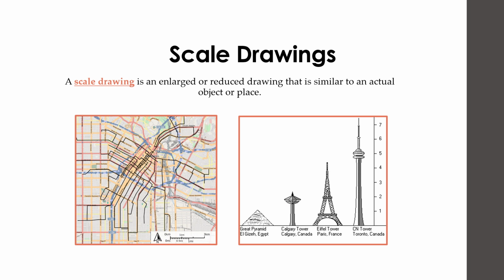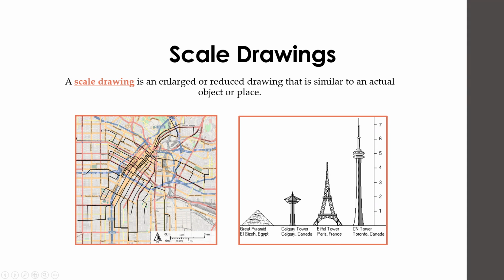So first we're going to talk about a scale drawing, and a scale drawing is an enlarged or reduced drawing that is similar to an actual object or place. So this is a map, and then these are kind of like little scale drawings of different buildings. And what you can see is these are obviously not the exact size of those buildings or that map, because those places or those buildings are very large, they're huge. However, scale drawings are used to talk about an object that is real, that is actual, but on a smaller scale that people can relate to.